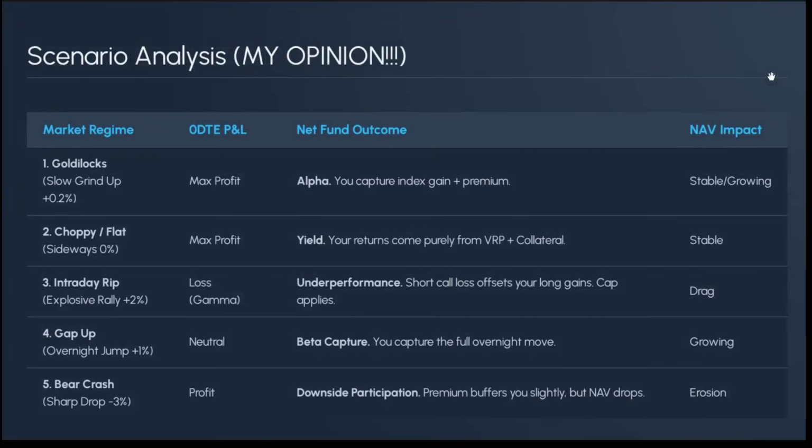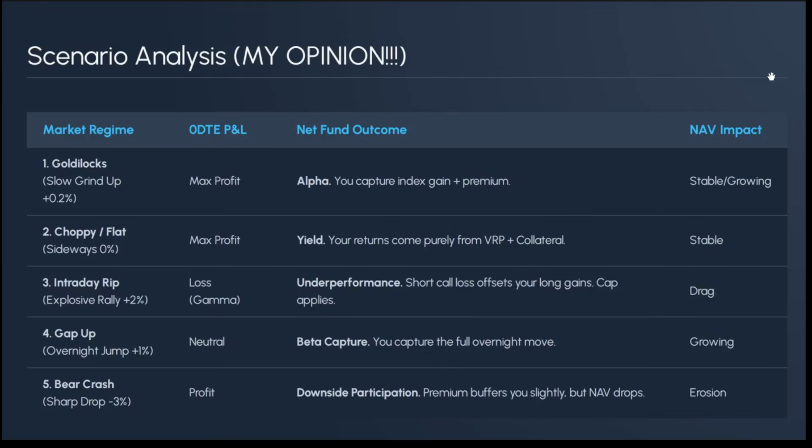All right, scenario analysis. Again, this is going to be my opinion, right? I'm just formulating how your covered call could perform, your distributions, and which market would be the best for you. So Goldilocks, the slow grind up, plus 0.2% per day: max profit, great alpha. You capture the index gain plus premiums, and your NAV is stable and growing. And a choppy and flat market, right?